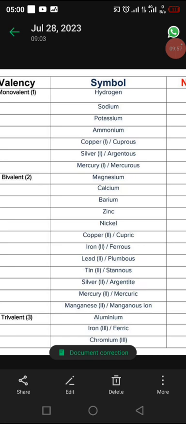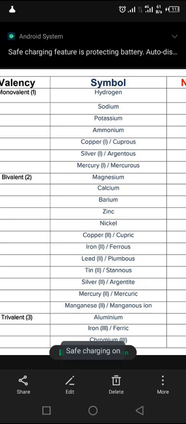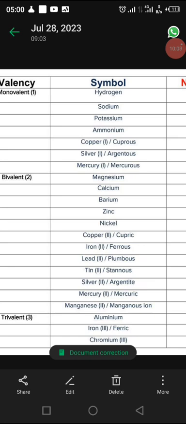So for us to go ahead and explore now, we might need questions in order to understand them properly. So see you in the next episode for more questions, so that we explore how to name them and how to write their chemical formulas.